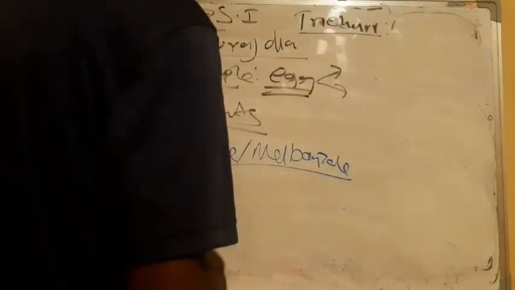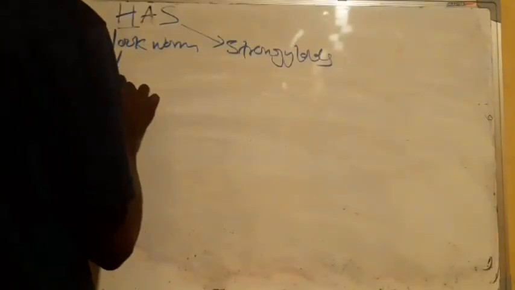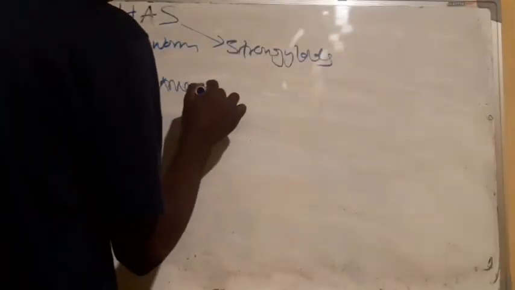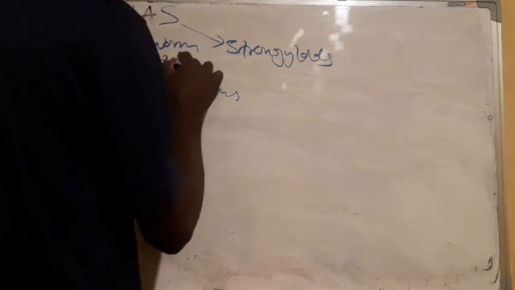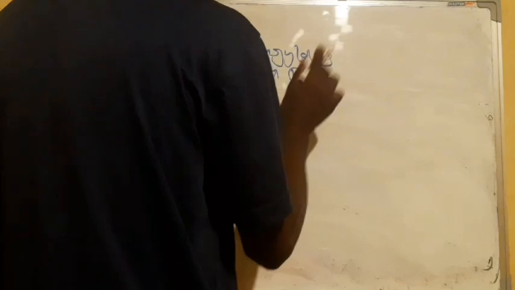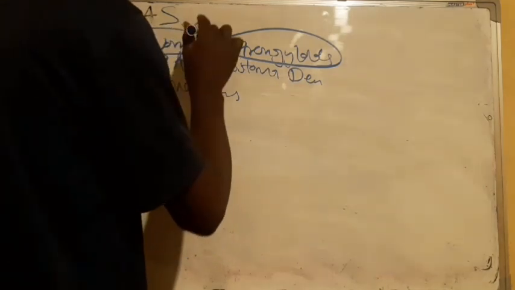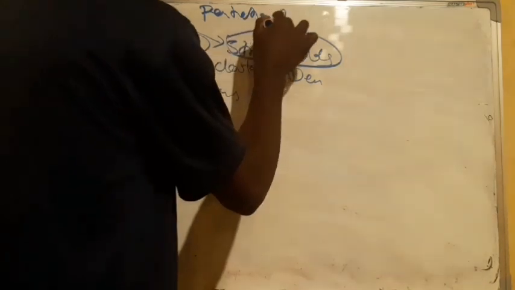Okay. Let us now go to hookworm and also Strongyloides. So there are two types of hookworms. There is Necator americanus and Ancylostoma duodenale. So Strongyloides and also the hookworms involve the penetration of the skin.